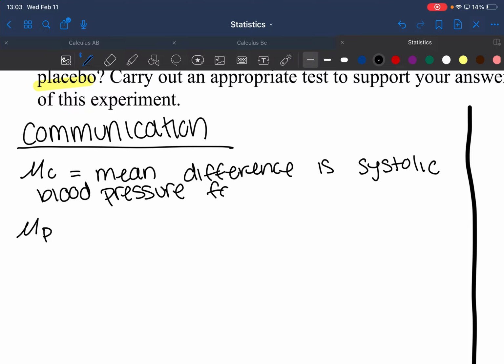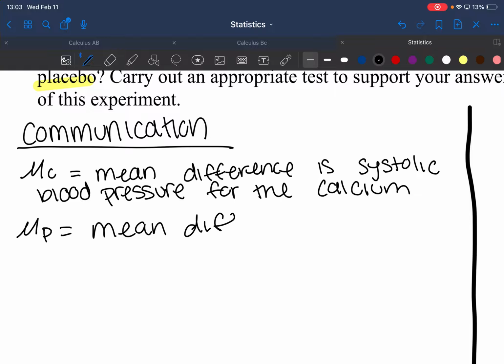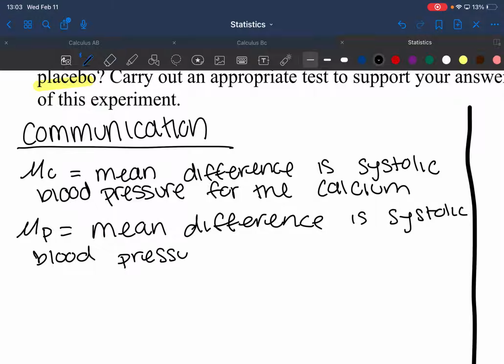Okay, then we need to label our sample size. So our sample size for C is 10. Our sample size for P is 11. And then we're missing one piece of information that we can't find till later. Degrees of freedom. So I'm going to label it so I don't forget to come back. Okay, and then I'll fill that in once I get to calculate.